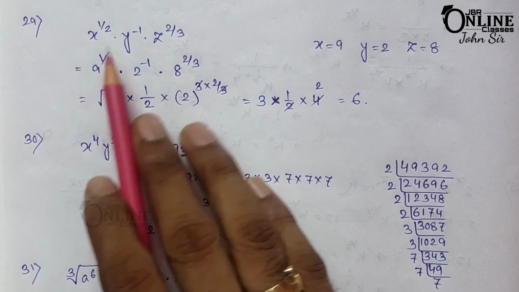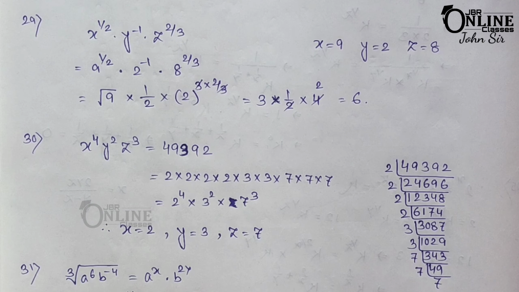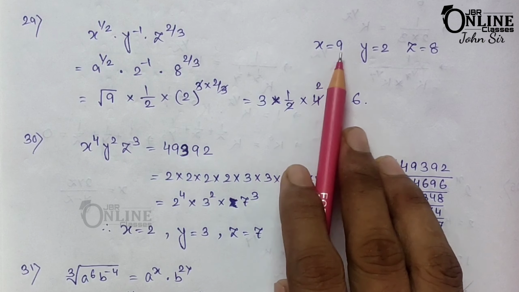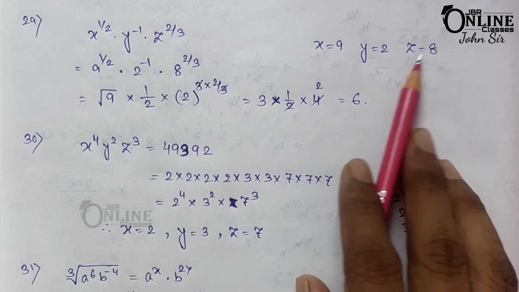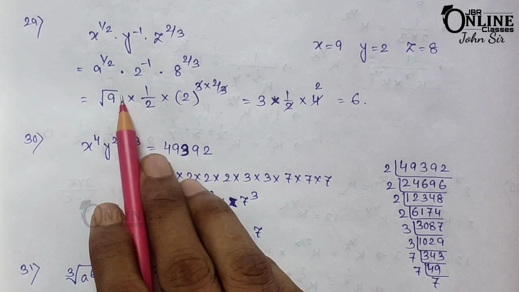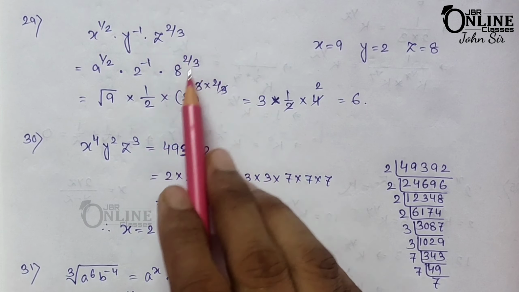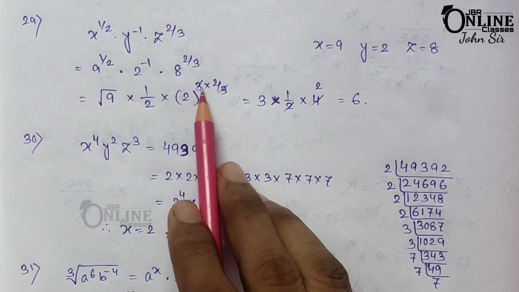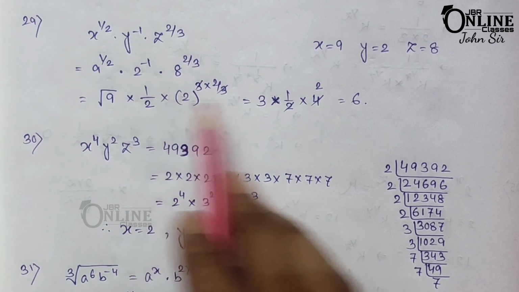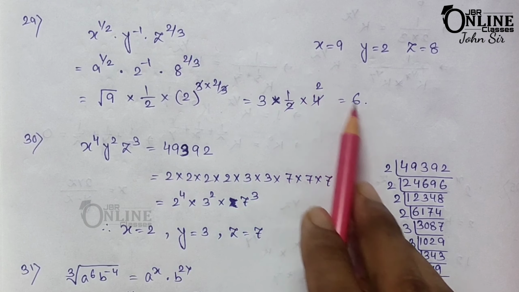Sum number 29. Evaluate x to the power half, y to the power minus 1 and z to the power 2 by 3, when x equal to 9, y equal to 2 and z equal to 8. So as x equal to 9, 9 to the power half means root 9. Y to the power minus 1, so 2 to the power minus 1. And z to the power 2 by 3, that means 8 to the power 2 by 3. 8 means 2 to the power 3, so 3 cancels out, it's 2 square. So root 9 means 3, then half, and then 2 square means 4. So 4 cancels out, it's 2, so 3 into 2, 6.